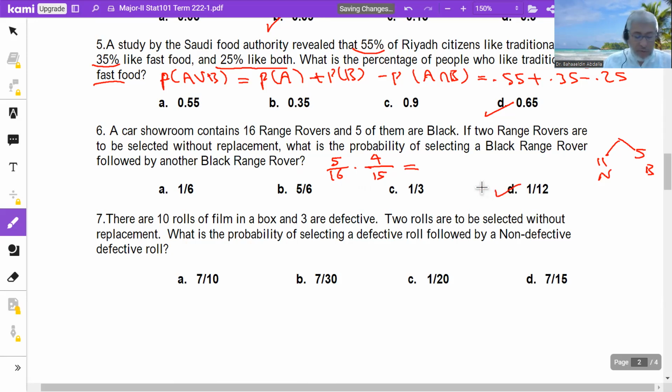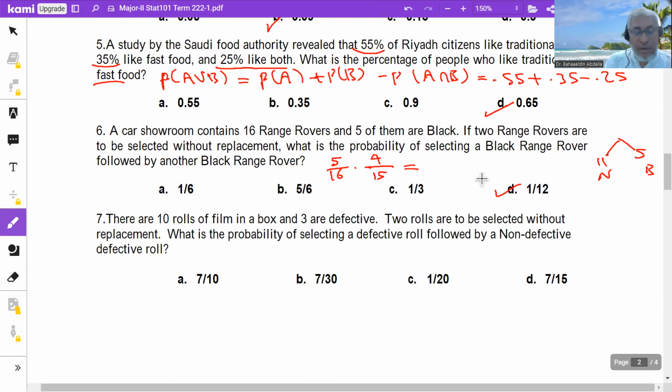All right, 1/12. Or let me check, 5/16 times 4/15.